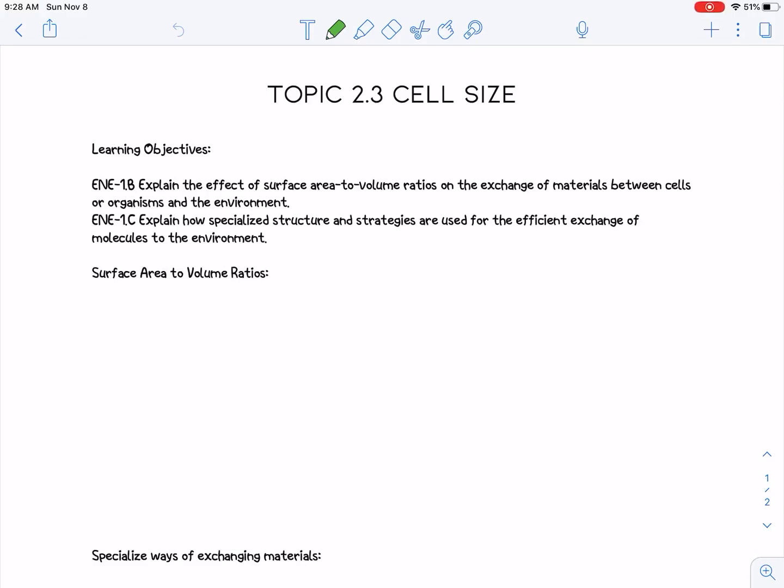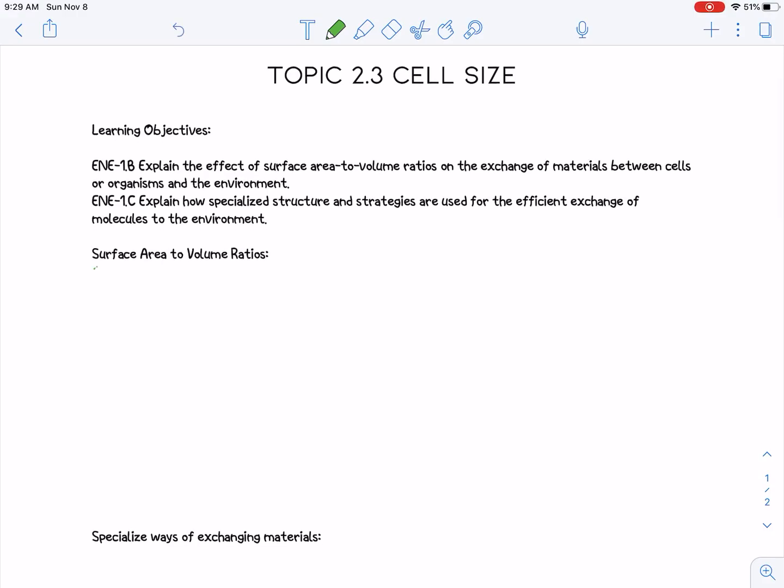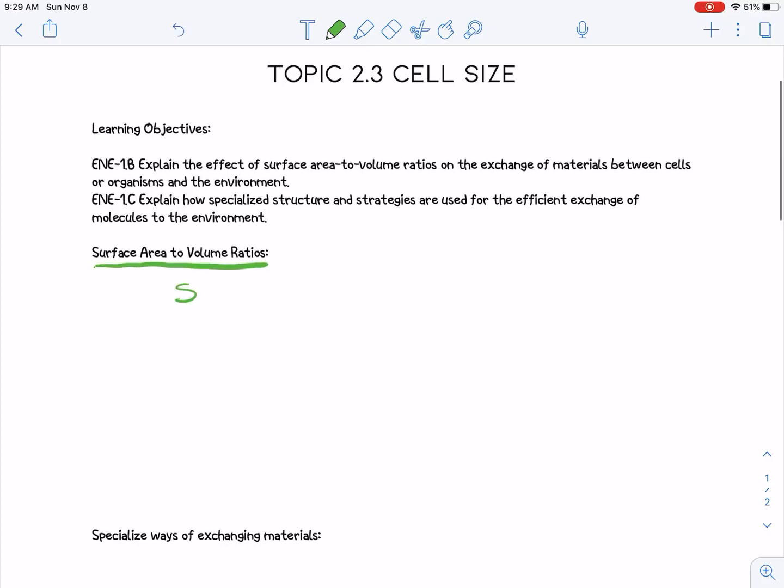Okay, so we're going to go ahead and look at cell size and how cell size can be manipulated to maximize the exchange of materials between cells or between the cells and their environment. One of the things that we really look at when we're talking about cell size is their surface area to volume ratios. Sometimes we write that like this. And on your equation sheet, you'll have all the surface area and volume equations.